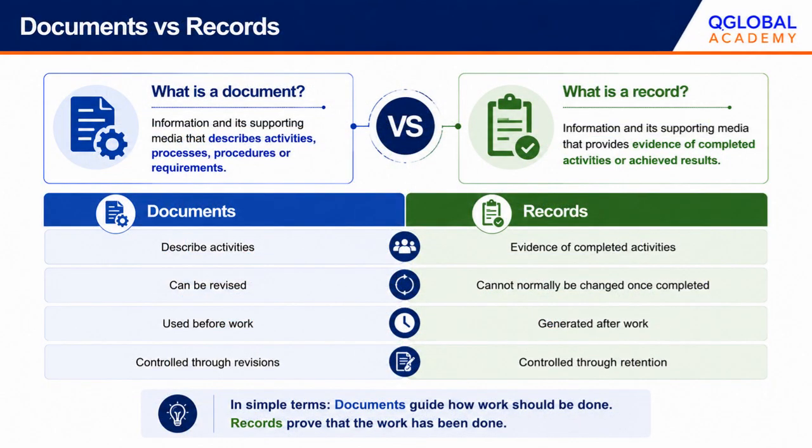Documents and records are both forms of documented information. However, they are not the same. A document describes how work should be performed. It provides guidance before an activity begins. Examples include manuals, procedures, work instructions, and forms. Documents can be updated whenever improvements or changes are required. A record is created after the work has been completed. It provides objective evidence that an activity actually took place. Examples include completed forms, audit reports, calibration certificates, and training records. Unlike documents, records are normally not revised because they represent historical evidence. A simple way to remember this is: documents tell us what to do, records prove that it was done.